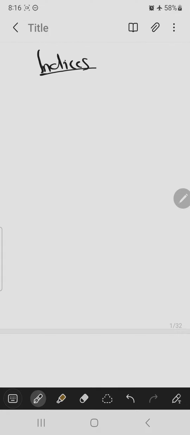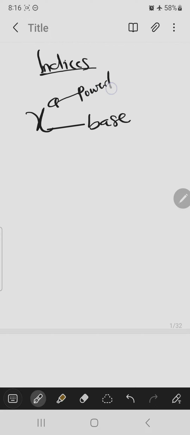You must have heard something like indices before. I'm very sure of that. But there are some concepts which you need to understand, so I'm going to explain them here. Let's say you have something like this. This one, which is x, we're going to call the base. This one, which is a, has three names: power, exponent, and index. Those are the three names. You got it, x to the power a.